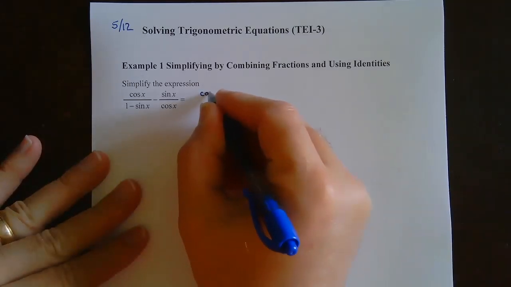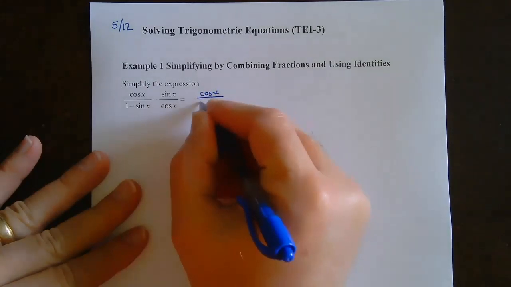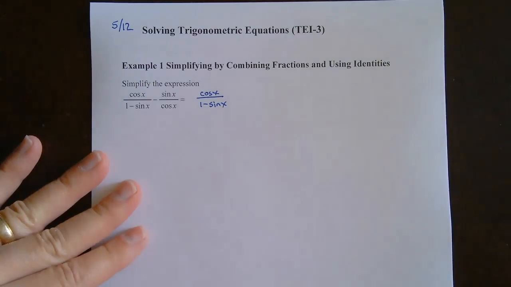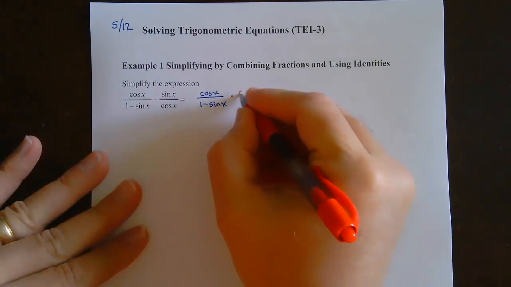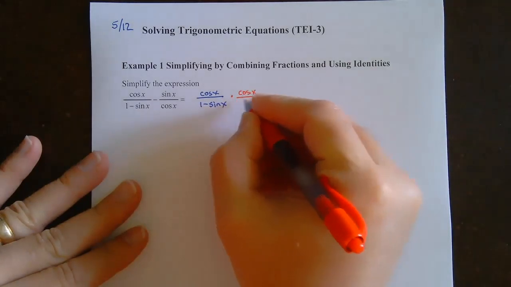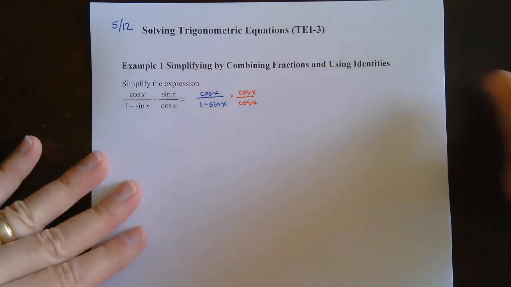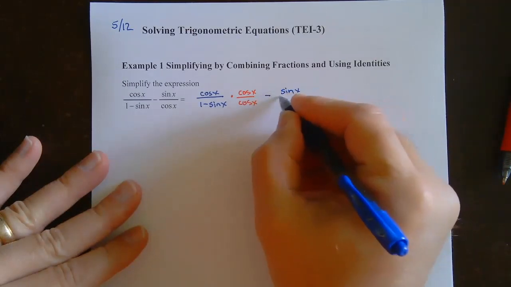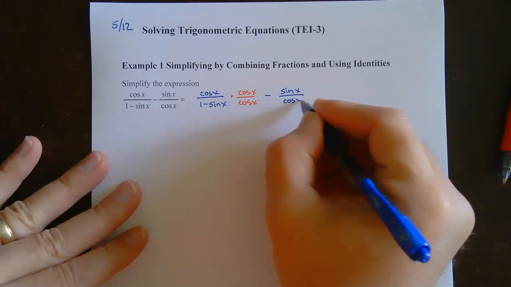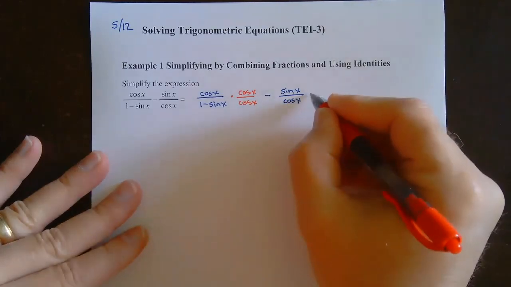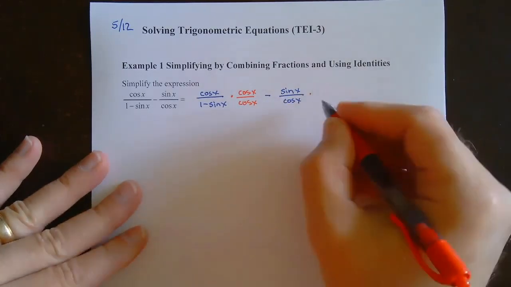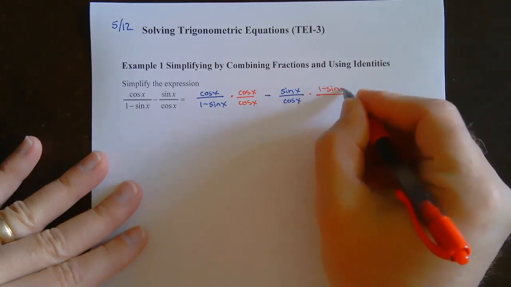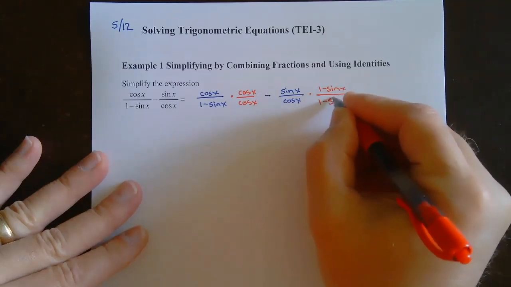So we have cosine of x over 1 minus sine of x, okay? And I'm going to want to multiply that by cosine x over cosine x. I'm going to do it in red to show you that, okay? And then minus sine of x over cosine of x. This one needs the 1 minus sine x denominator, right? So I'm going to multiply by 1 minus sine x over 1 minus sine x.